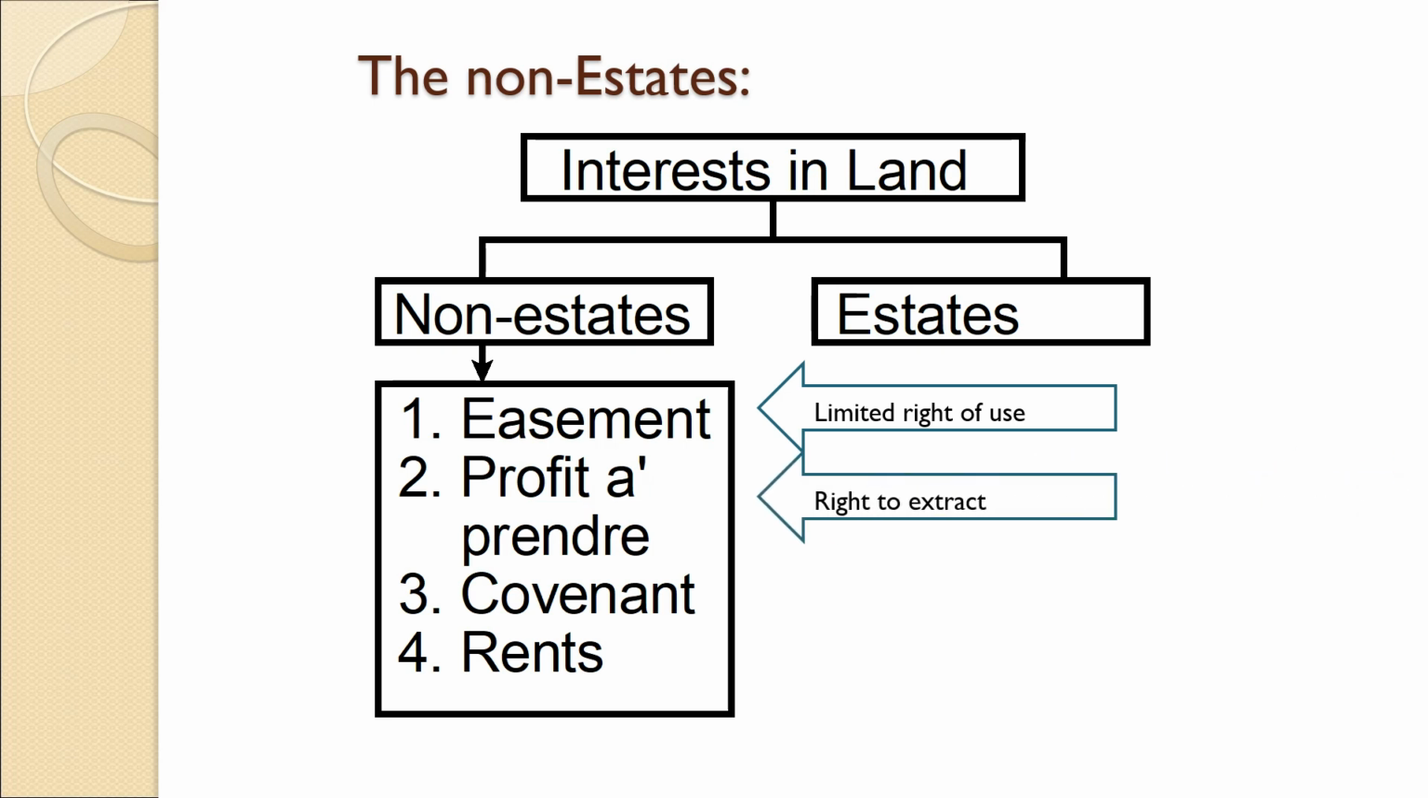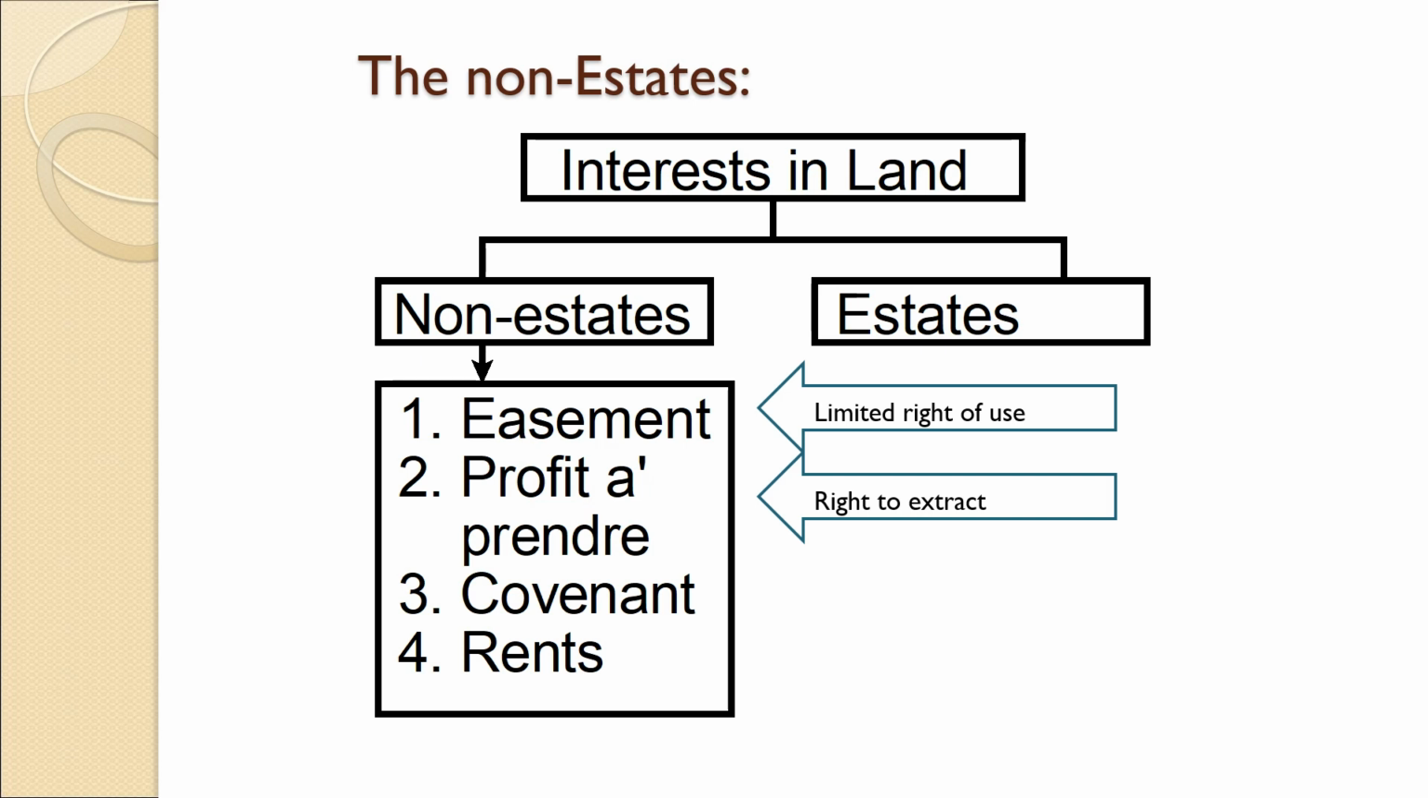The second of the non-estates is the profit à prendre, and that's a right similar to an easement to go on somebody else's land, but instead of just making a limited use of the land, it's the right to extract some natural resource from the property. For example, it could be a right to cut timber, a right to mine coal, a right to cut turf or grass, or almost any natural resource. Once again, it isn't full possession of the land in question, and so it isn't an estate, it's in the non-estate category.